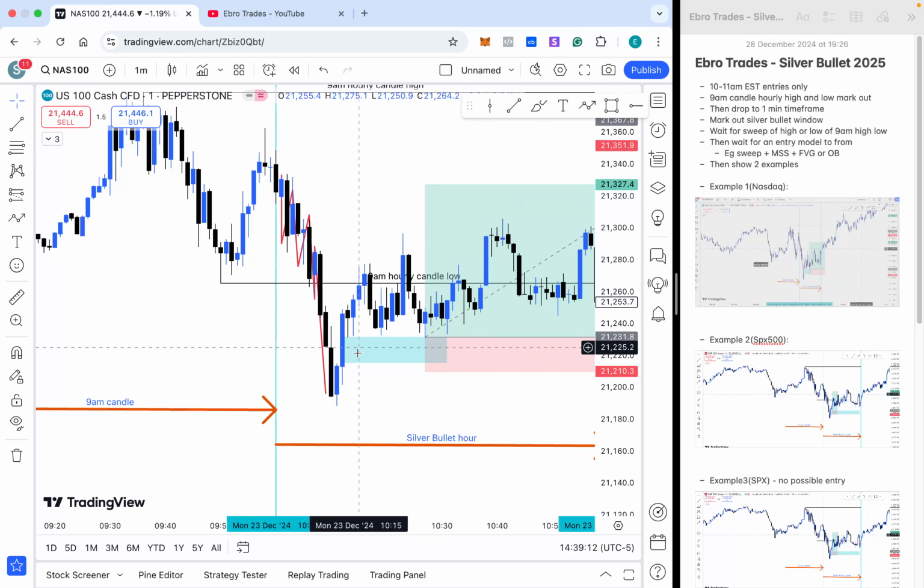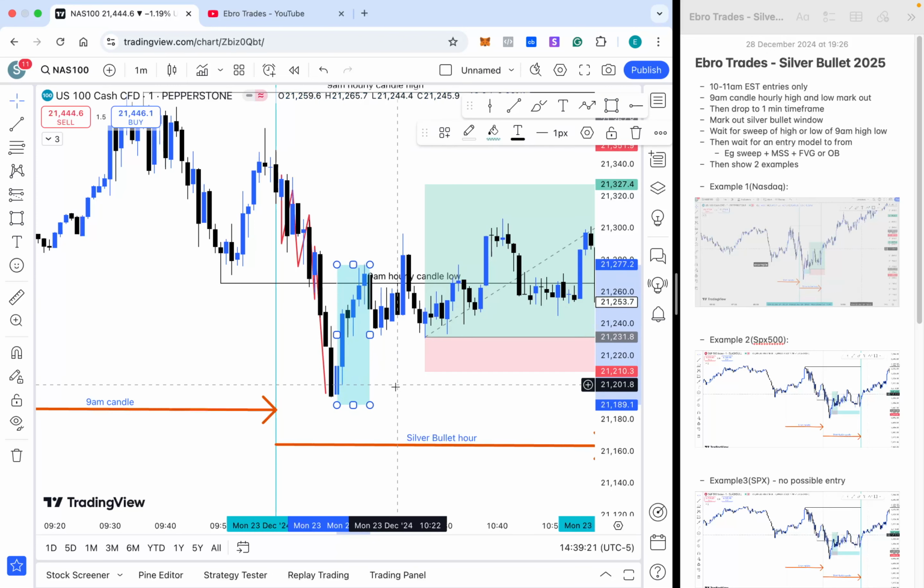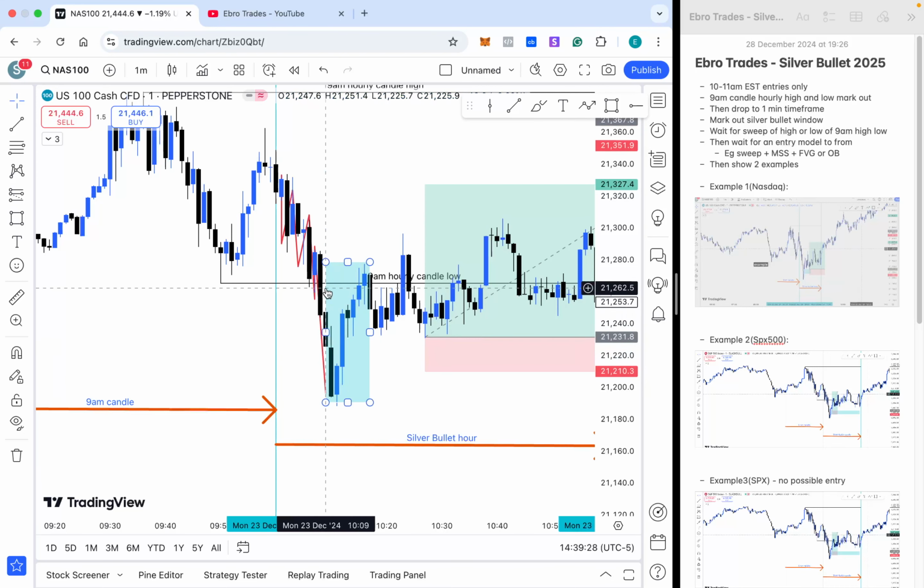This is our displacement leg. This over here is our displacement leg. Let me mark it out with the rectangle tool. This is our displacement leg, aka the leg of price action that resulted in price forming higher highs and higher lows as opposed to lower highs and lower lows.